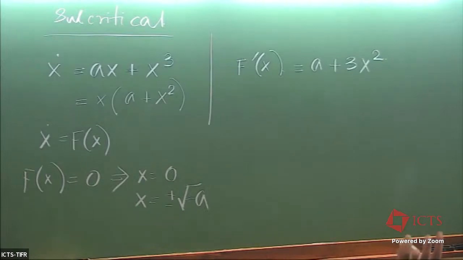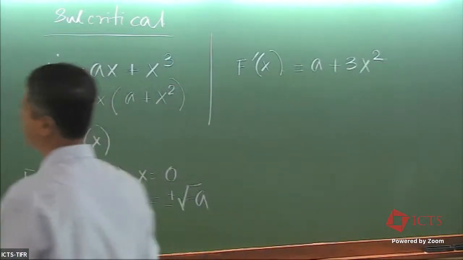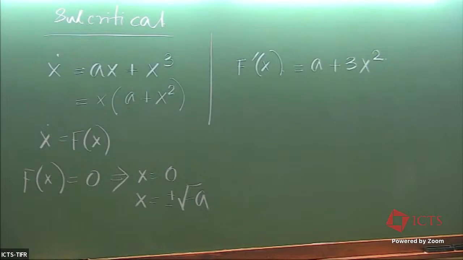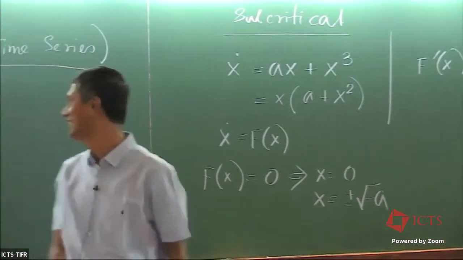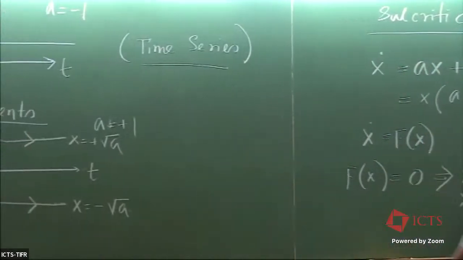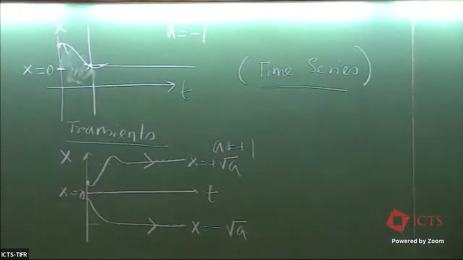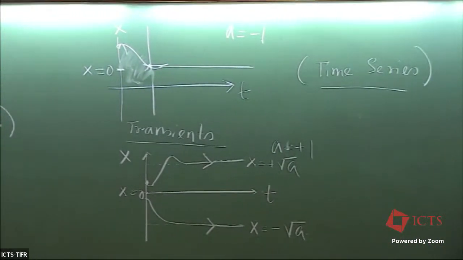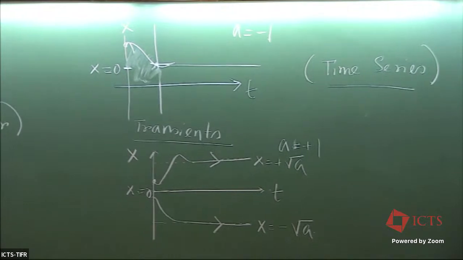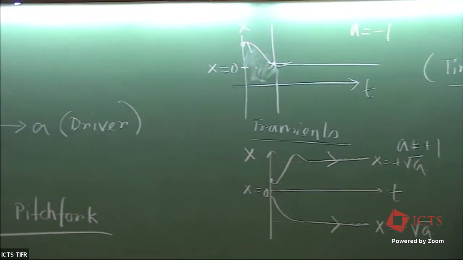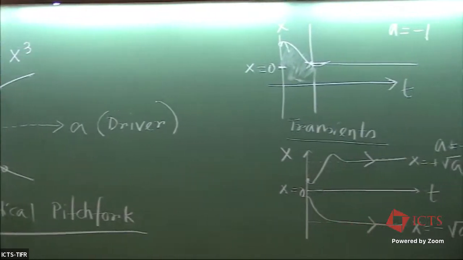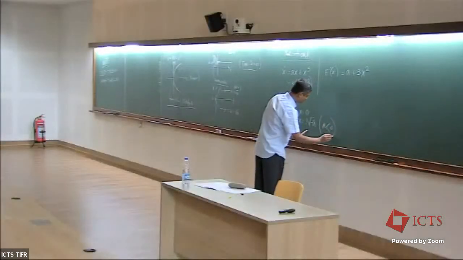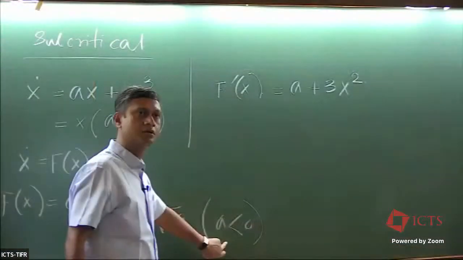So there is no oscillation. Yeah, there is no oscillation. If you are fine with that. So in the subcritical one, so here it is. So this fixed point will exist when a is less than 0, right?